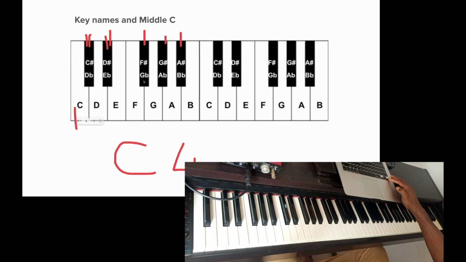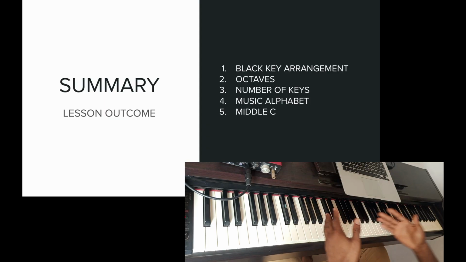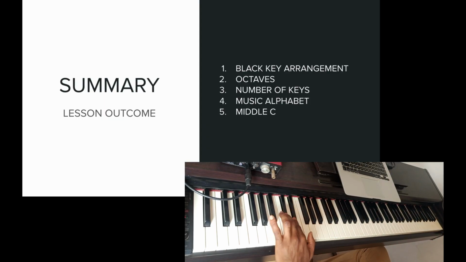So having gone through this class, we'll be doing a summary of what we've learned so far. We started this lesson by defining the black key arrangements. I showed you that the piano keyboard is not just a bunch of notes littered around. The piano keyboard has an arrangement, and the black keys help us to see this arrangement. The black keys are arranged in groups of 2s and 3s.